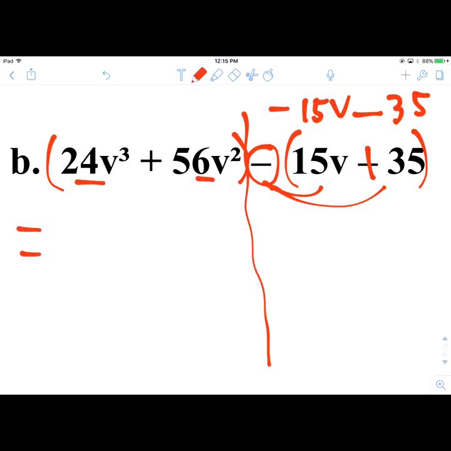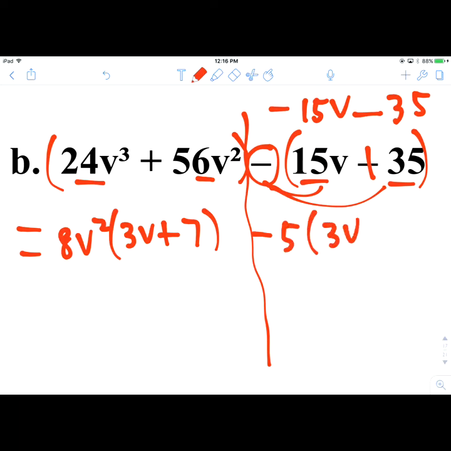Between the first 2, I believe that we can factor out an 8v squared, which leaves us 3v plus 7. Bring down the minus sign. Between the second 2 terms, there is a 5 in common. So we've got 3v plus 7 once again. Yay, we got 2 parentheses that look the same.